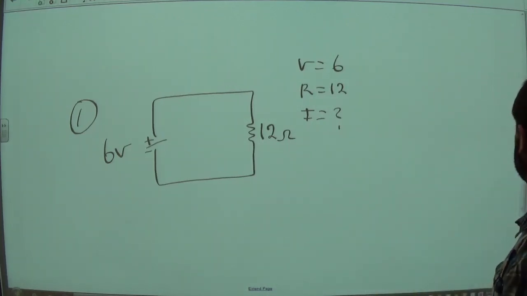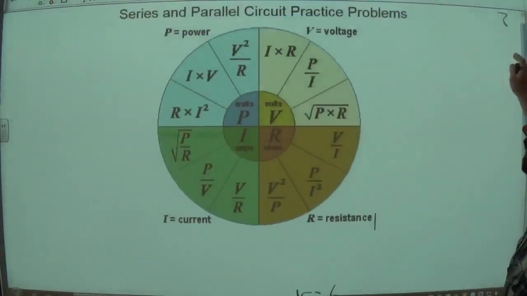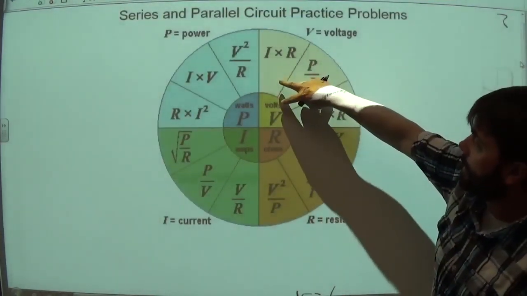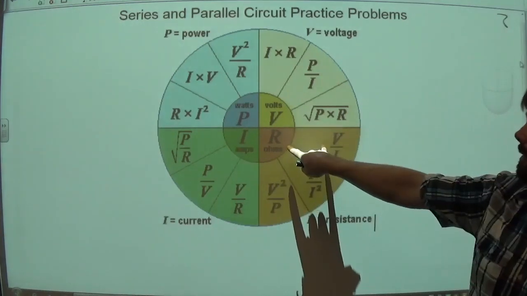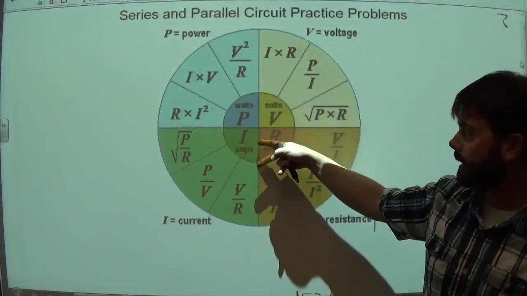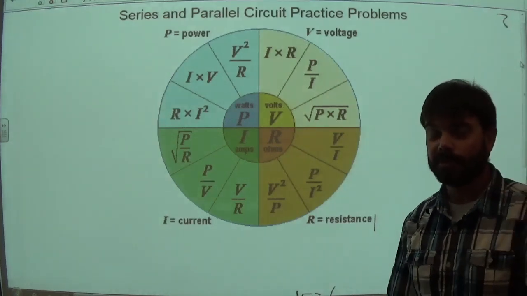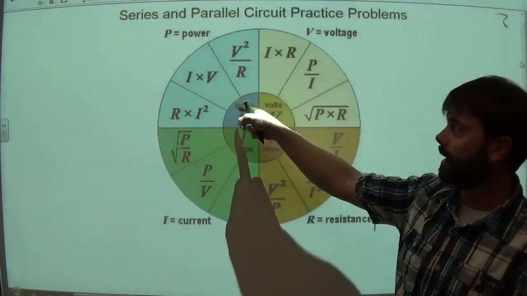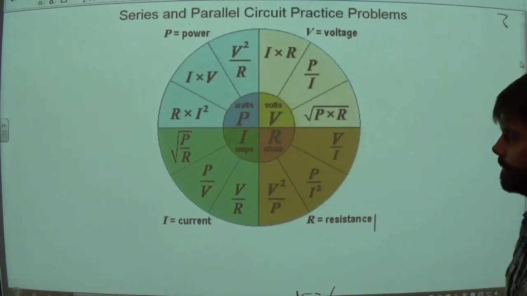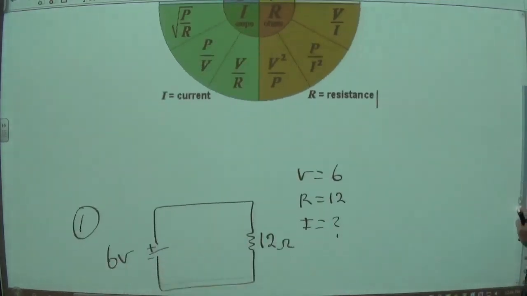In that circle that I gave you at the beginning, some of the more common equations again are V equals I times R, resistance equals V over I, and current equals voltage over resistance. Those are going to be the most predominant, and then we'll talk about power, voltage, and current relationships at the very end in simple circuits.